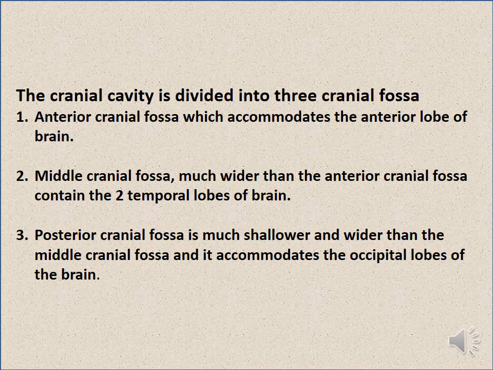The arrangement of the cranial fossa. The cranial cavity is divided into 3 cranial fossae. First, the anterior cranial fossa, which accommodates the anterior lobe of the brain, called the frontal lobe. Second, the middle cranial fossa, which is much wider than the anterior cranial fossa, contains the 2 temporal lobes of the brain. Third, the posterior cranial fossa is much shallower and wider than the middle cranial fossa and accommodates the occipital lobe of the brain. So these 3 cranial fossae form the cranial cavity.